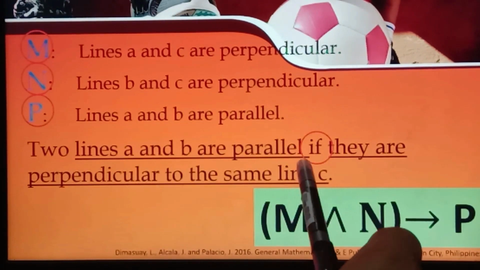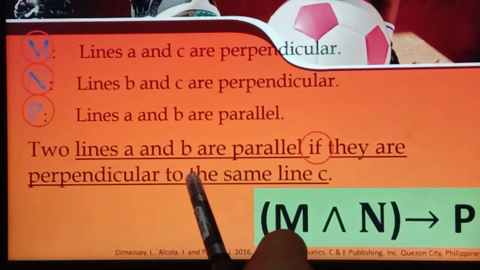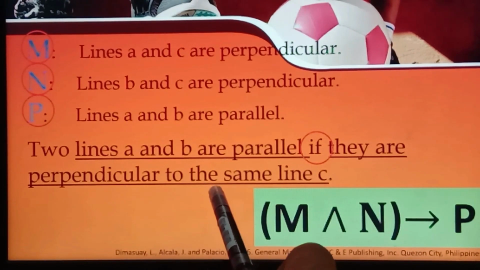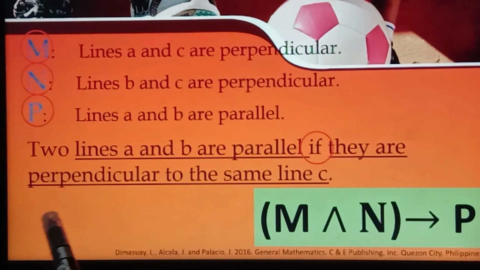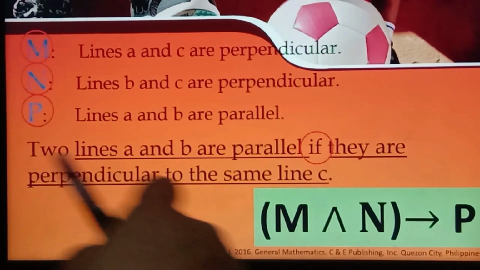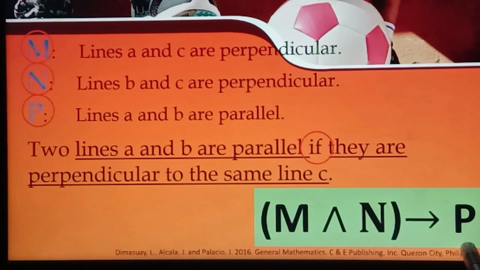Two lines A and B are parallel if they are perpendicular to the same line C. Now, our if statement is composed of another type of proposition, which is actually a conjunction. The they here are actually lines A and B. So that's why you have here M and N. And then our then statement is only composed of one statement, which is this one: lines A and B are parallel. Okay, so it is important for us to put parentheses, because if you don't, then it will mean a different thing. So that is the explanation for this one.